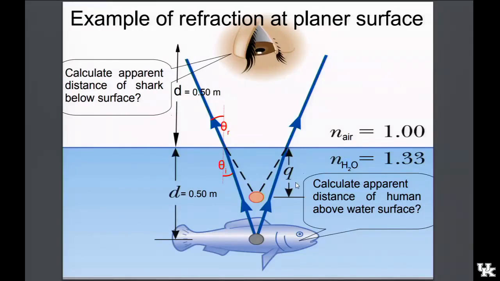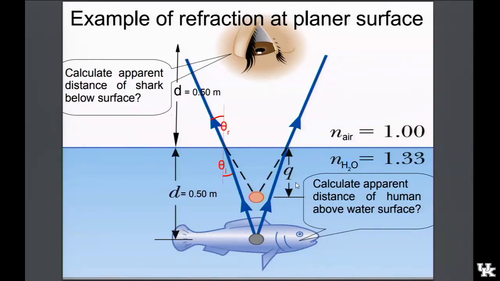And we're also going to figure out, imagine that the shark is looking at me, dinner, and the shark is looking at me and saying, where am I? Does the shark see my image? So in my case, I'm looking at the shark. The shark is in the higher refractive index medium, and I'm in the lower refractive index medium. So the light is coming from higher refractive index to lower refractive index.